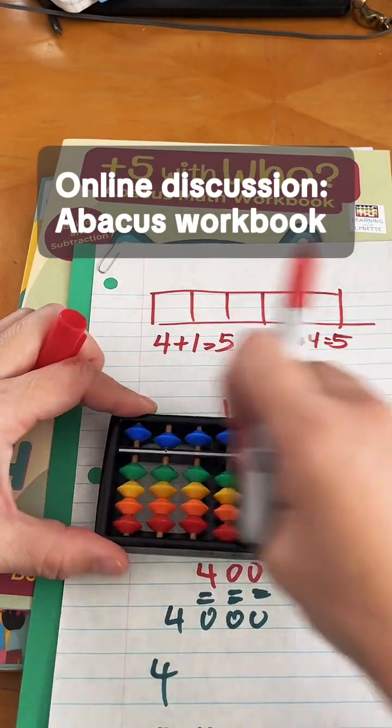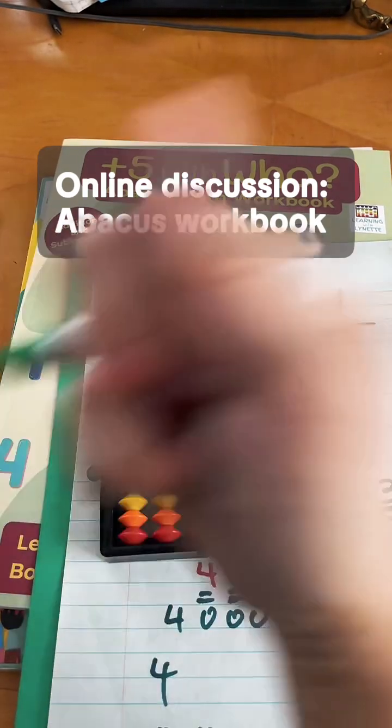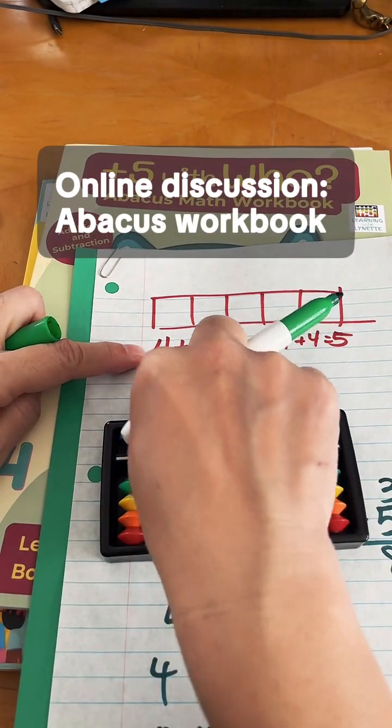Now, in abacus, we actually take it one step further. How does that work? Well, what we're going to do is, let's say we're looking for the 4.